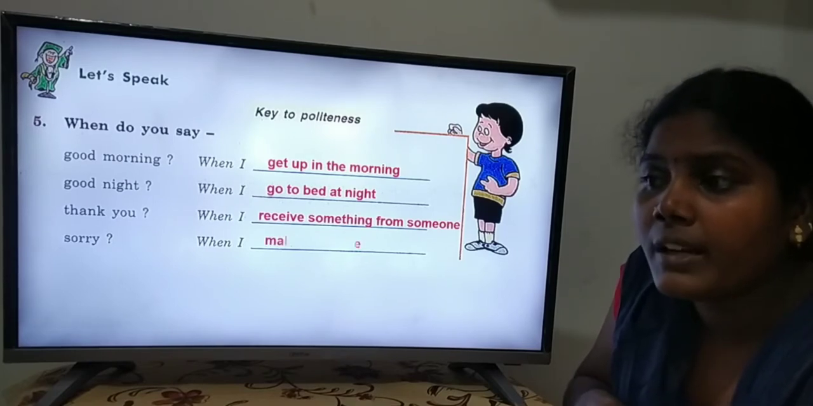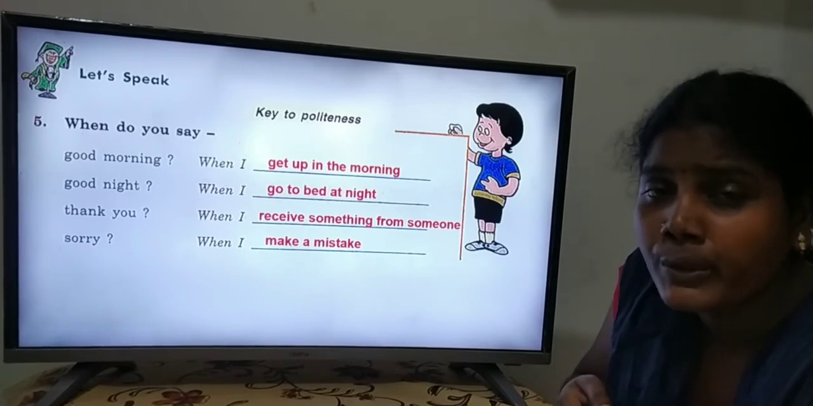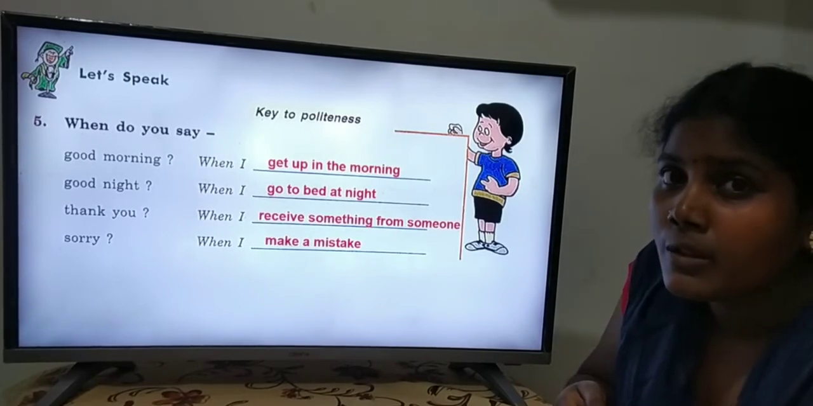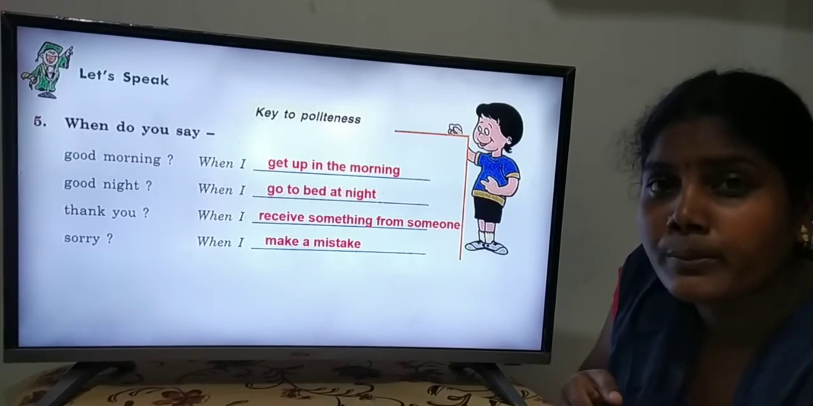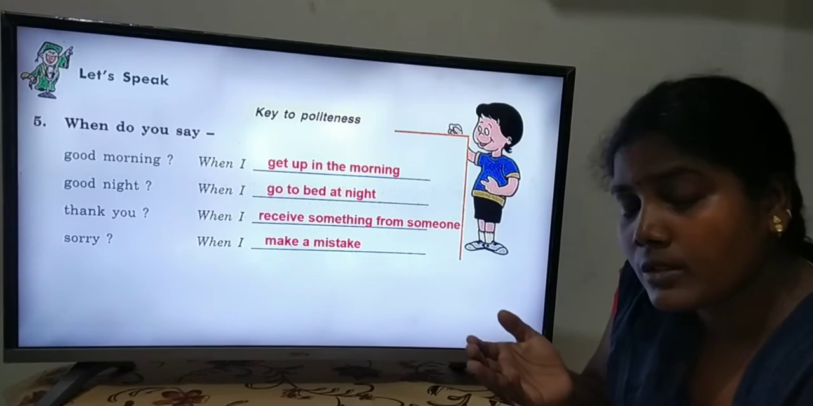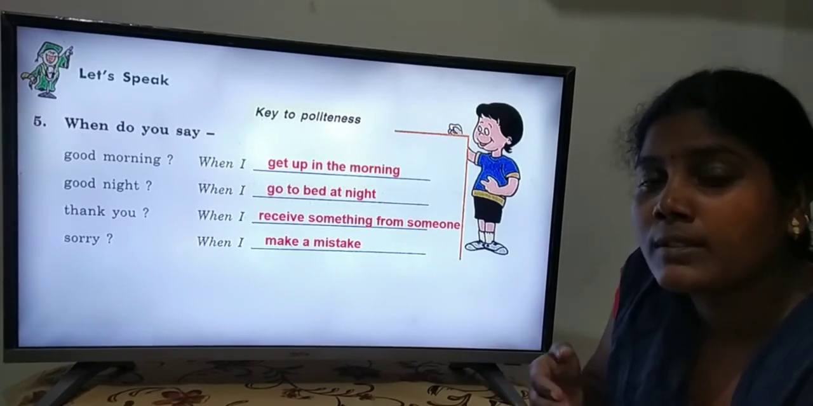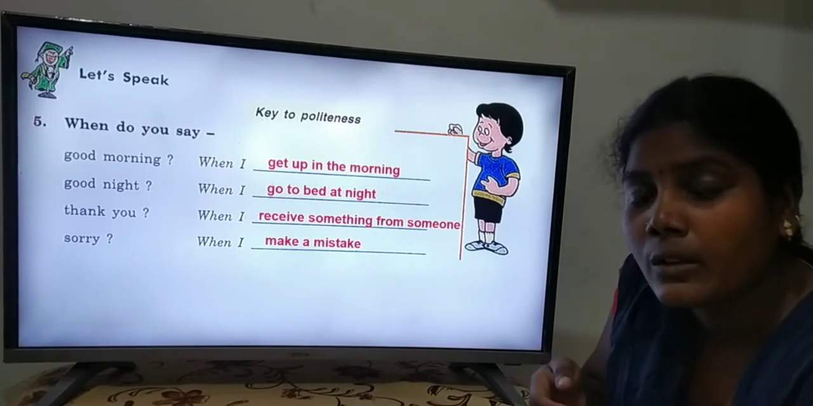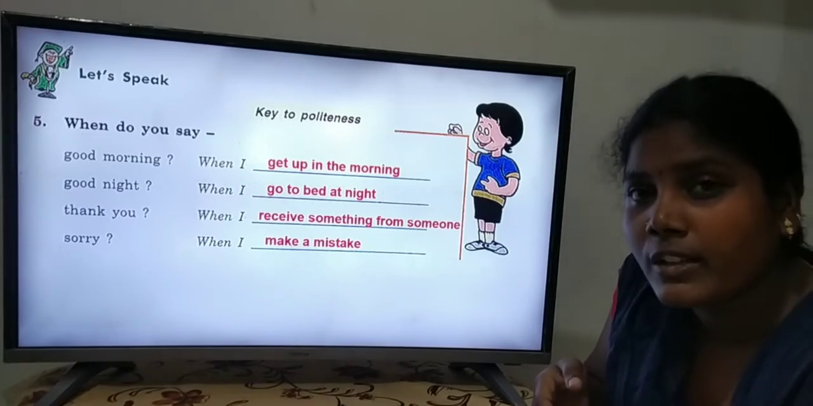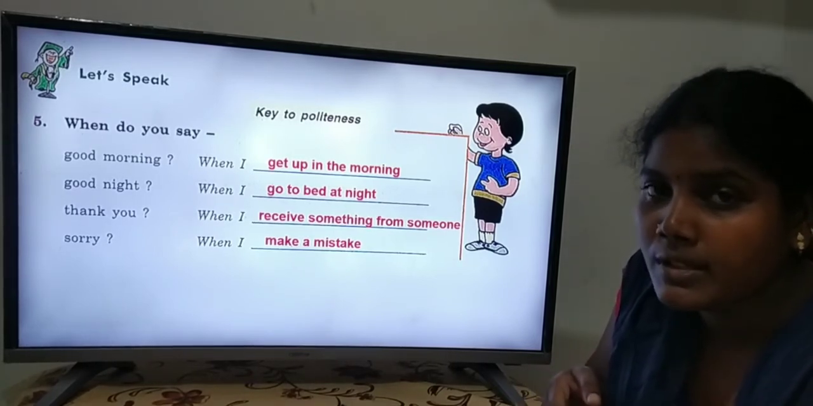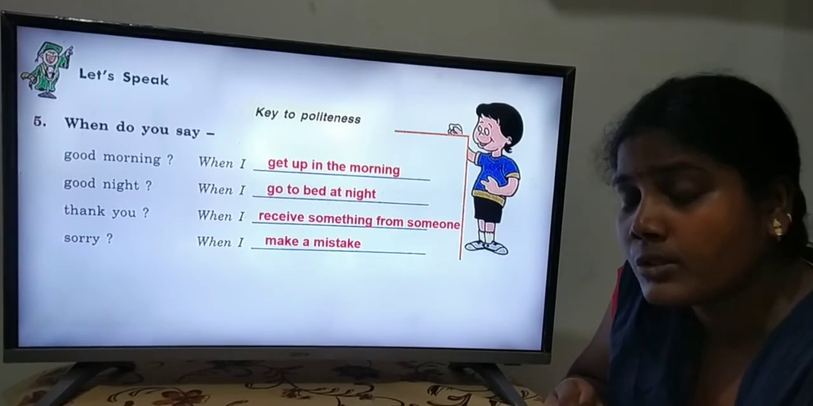Sorry. When I make a mistake, then we can say sorry to others. For example, if suddenly you go fast to meet someone else, or someone comes in front of you and suddenly you crash, that time you dashed into someone else, then you can say sorry. Sorry, I made a mistake. So when I make a mistake, then I say sorry to someone else.